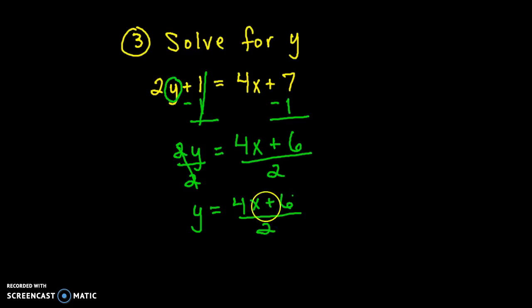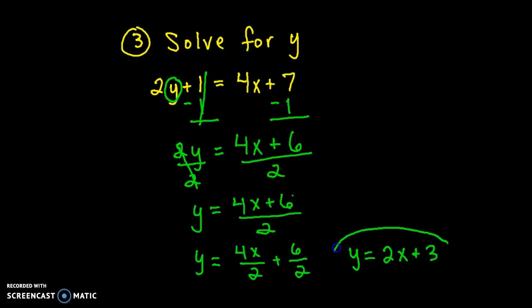Now we can take this equation and split it apart. We can take y is equal to 4x divided by 2 plus 6 divided by 2. Now we've got 2 terms on the right, which we can simplify. y is going to be equal to 4x divided by 2, which is 2x, and 6 divided by 2, which is 3. So we just solve for y.